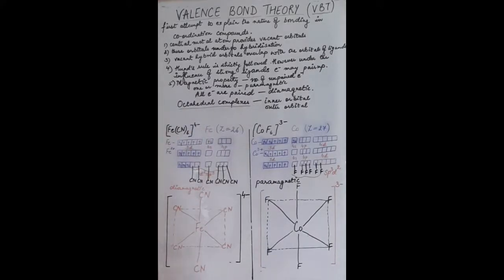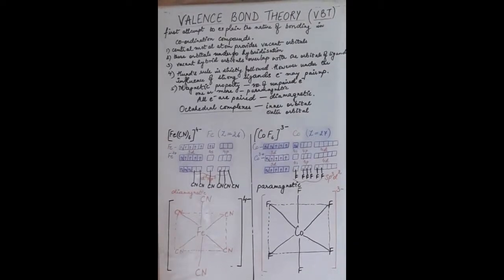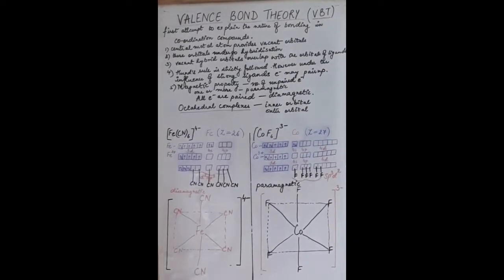As the name itself suggests, inner orbital complexes are those in which the inner d orbital participates in bonding, and these are also referred to as low spin complexes. Outer orbital complexes are the complexes in which the outer d orbital participates in bonding, and these are also known as high spin complexes. Now let us take the examples.